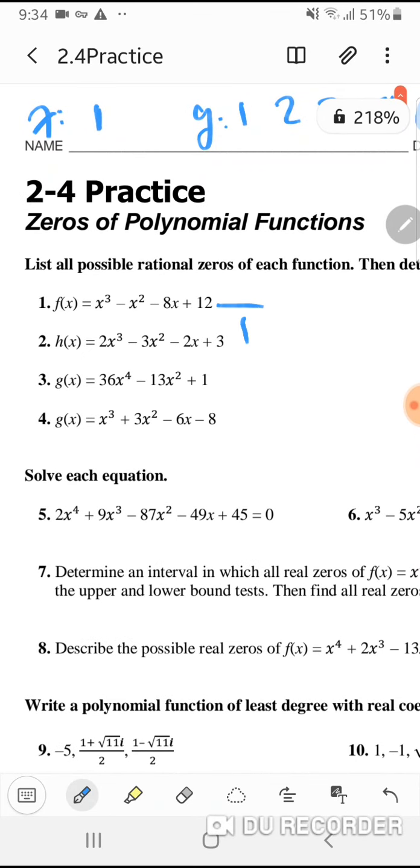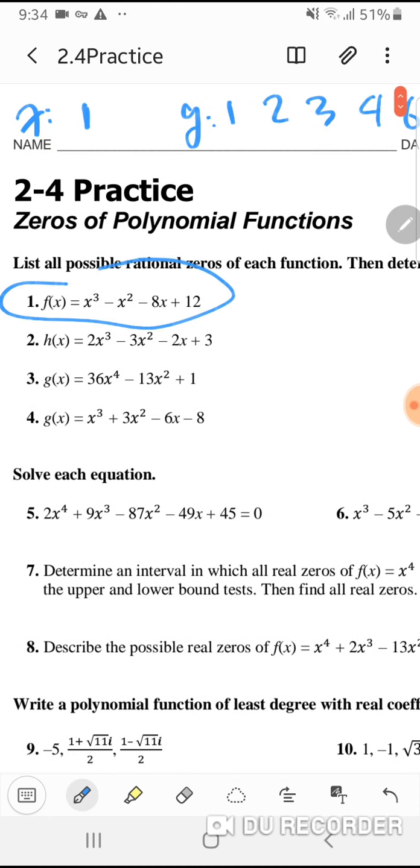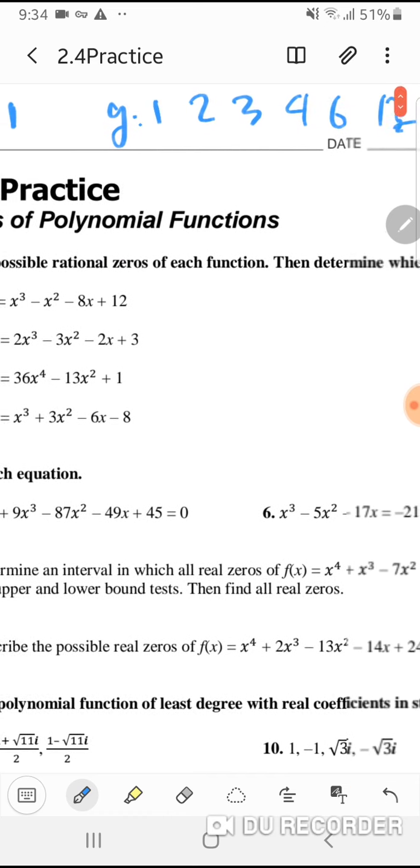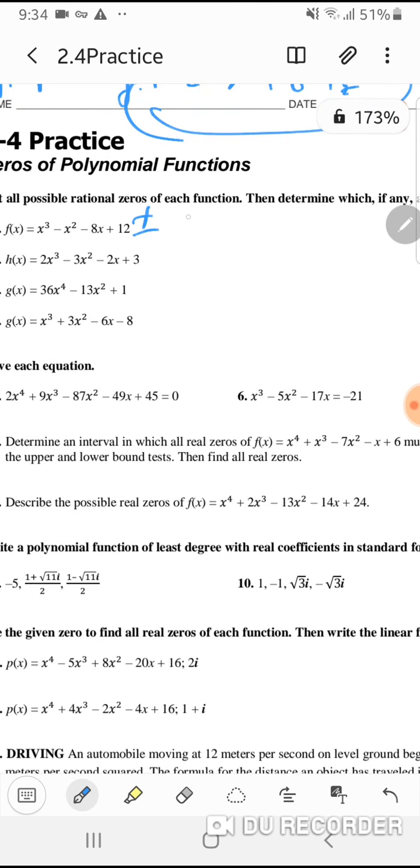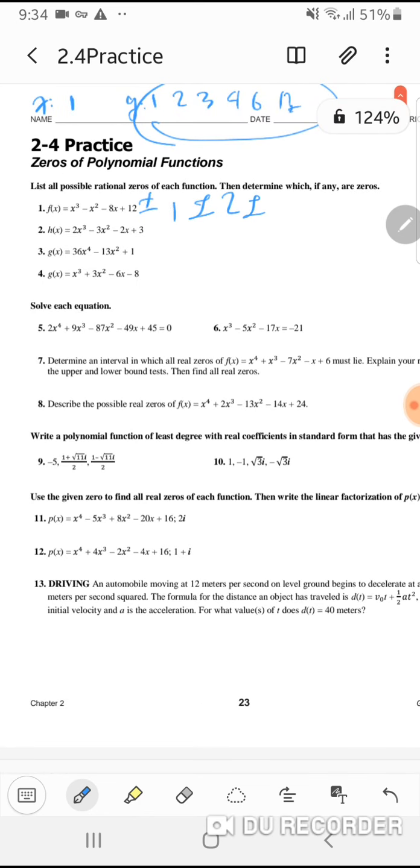The x would be at the bottom and the y would be at the top, because it's y over x, and x is 1 always, well, not always, but for this function it is. So we just have to simply write these: plus minus 1, plus minus 2, plus minus 3, plus minus 4, plus minus 6, plus minus 12.